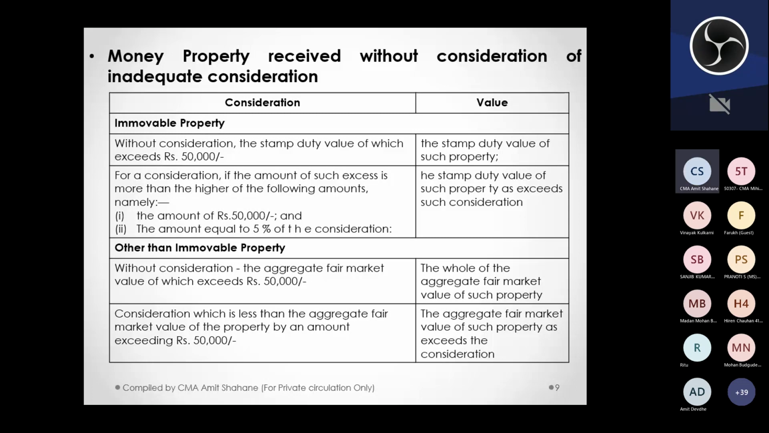When you buy any property, whether it is movable or immovable, you'll have to see to it, of course, either without consideration or at a concessional rate, you'll have to check whether the consideration that you have paid, or if there is no consideration, if it is immovable property, then the stamp duty value, and if it is movable property, then the fair market value of that property will have to be seen.